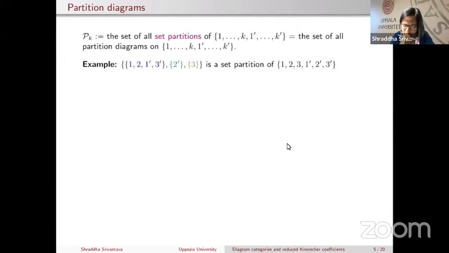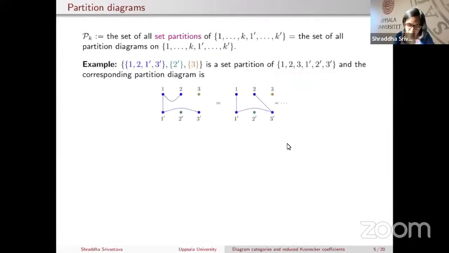We have considered this set which has 6 elements, and this collection which has a part 1, 2, 1 prime, 3 prime, and 2 singleton parts is a set partition because they are disjoint with each other and their union is the whole set. And we can draw this as a diagram, as a graph.